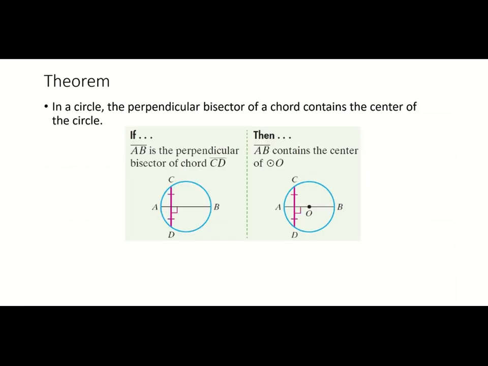And our last theorem for this section is in a circle, the perpendicular bisector of a chord contains the center of the circle. So if you have a perpendicular bisector that runs through a chord, it's always going to be a diameter. It's always going to go through the center of that circle.